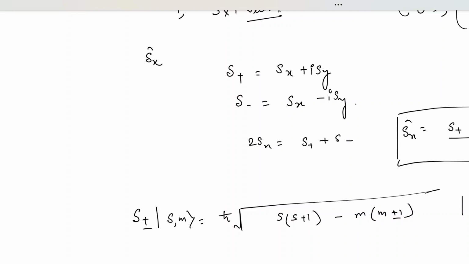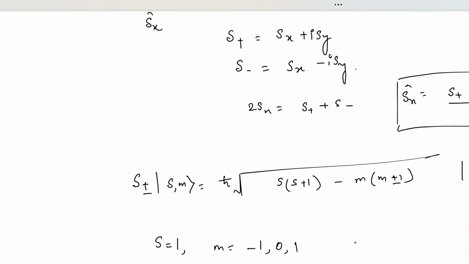So by this, you will see that if your s is equal to 1, fixed in the question, then m can go from minus s to plus s in gaps of 1. So it can be minus 1, 0 and plus 1. So the states can be such that, because s equal to 1 is fixed, we are only representing the state by m, which is 1, 0 and minus 1. So s plus on 1 will be 0, that you can check from here.